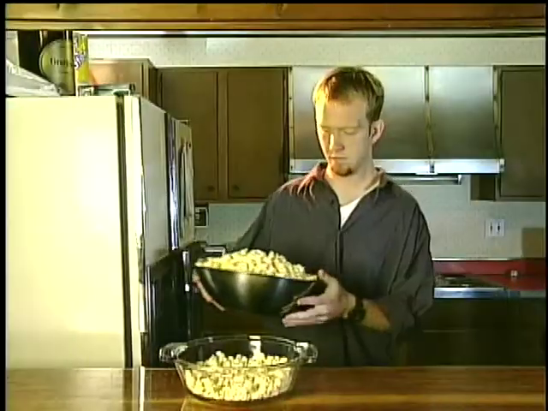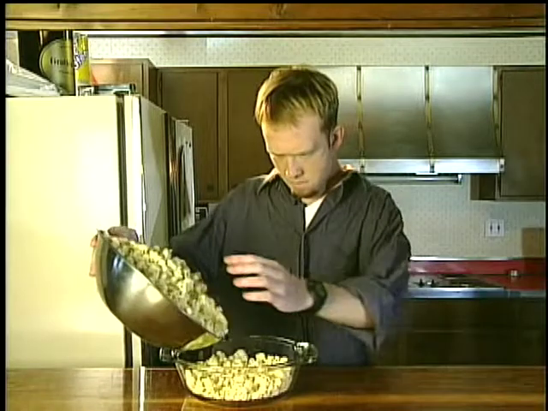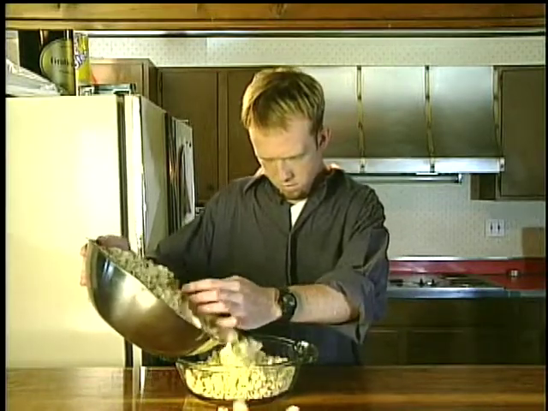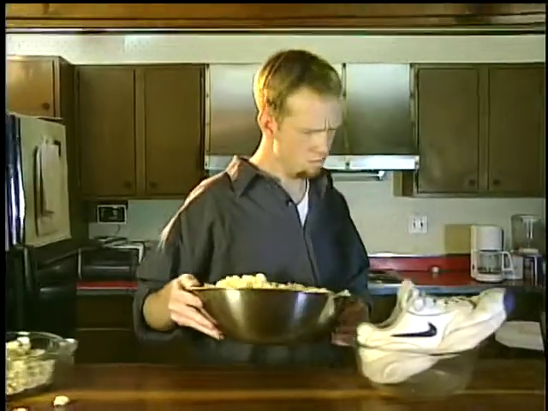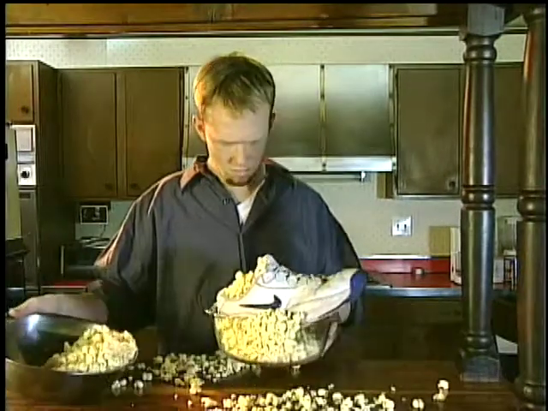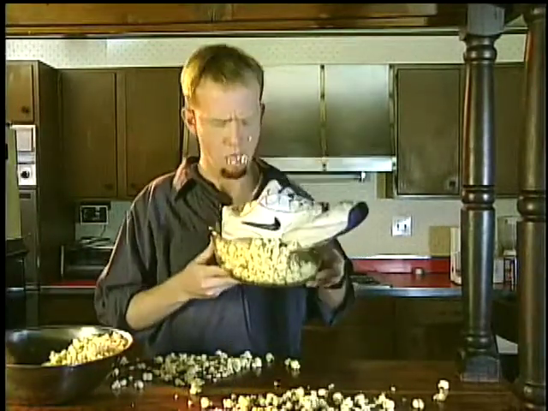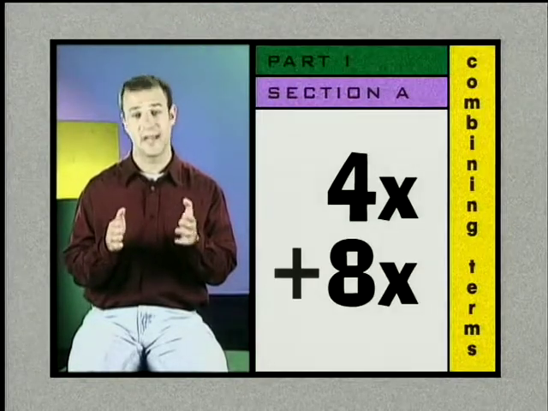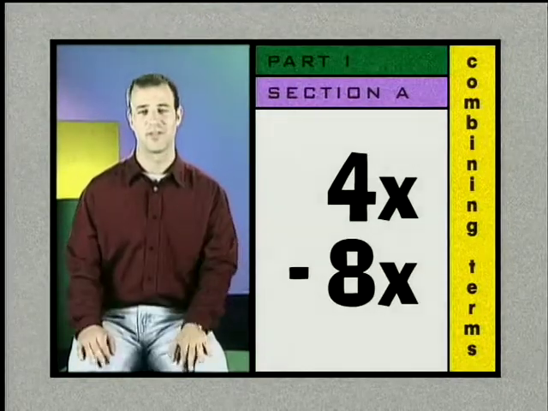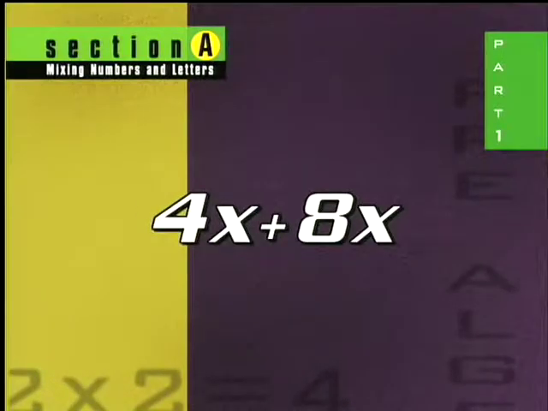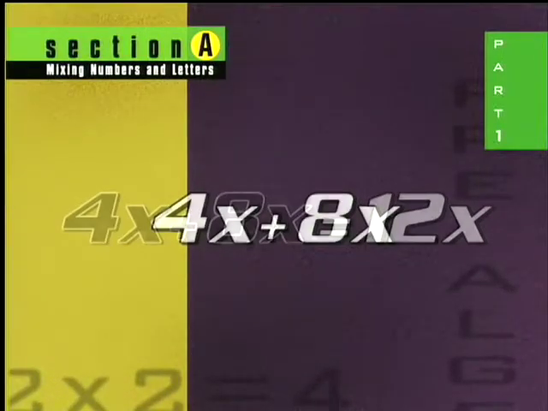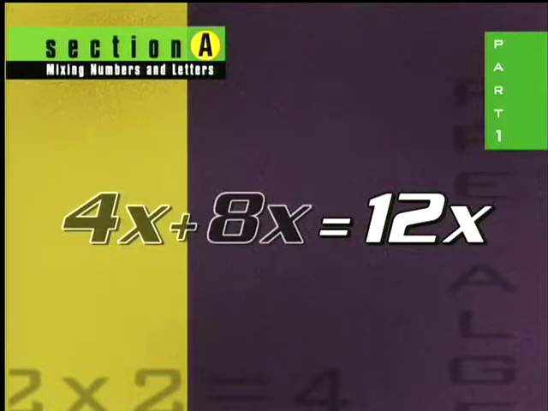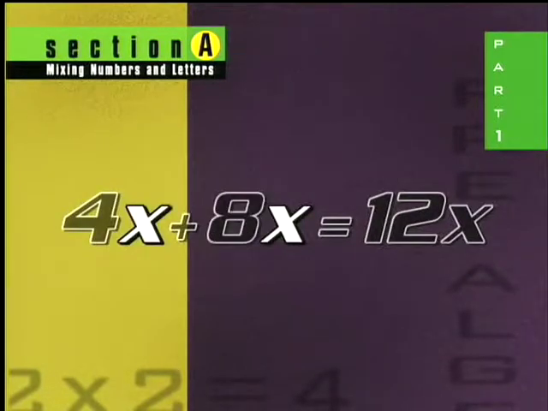Now in algebra, there are certain terms that we can combine and others that we can't combine. It's kind of like we can combine popcorn and get more popcorn. But if we tried to combine popcorn and sneakers, we'd just get popcorn in our sneakers. So let's say we had the terms 4x and 8x and wanted to add them or subtract them. Here's how it works. If we've got 4x and 8x, we can add them together to get 12x. We can do this because both our 4 and our 8 have an x attached to them.